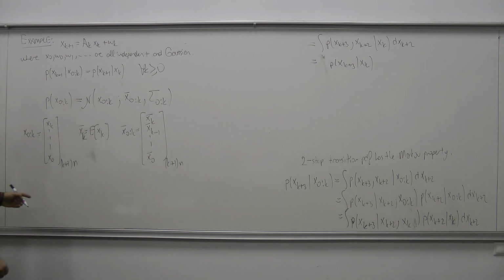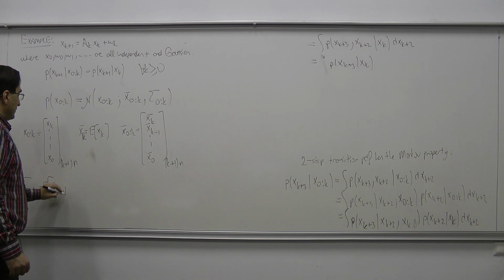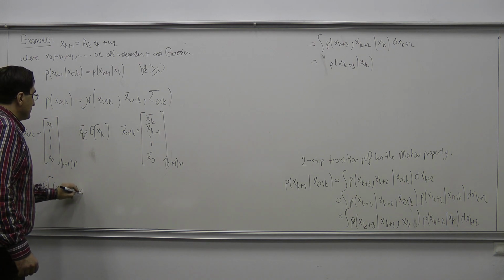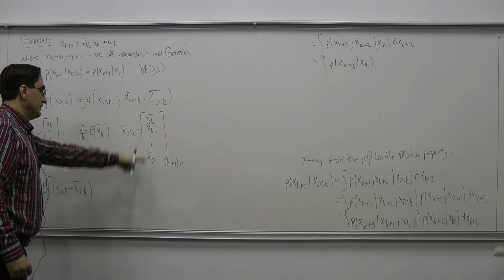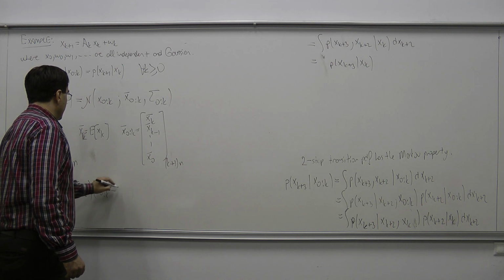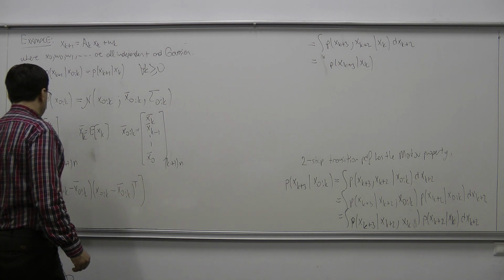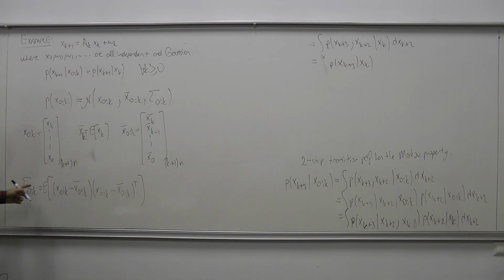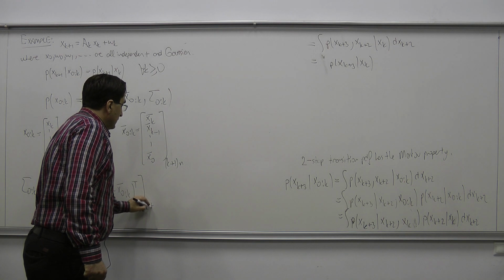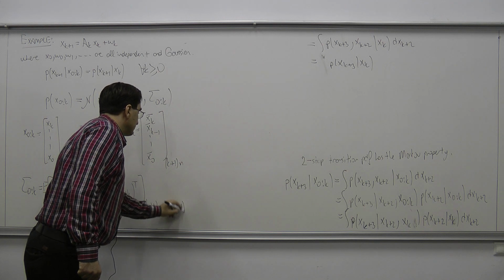And what is sigma 0k? It is the covariance of this vector. It is the expected value of x0k minus x0k bar, the mean vector, times the same thing transposed. So then this is going to be a matrix with size k plus 1 times n by k plus 1 times n.